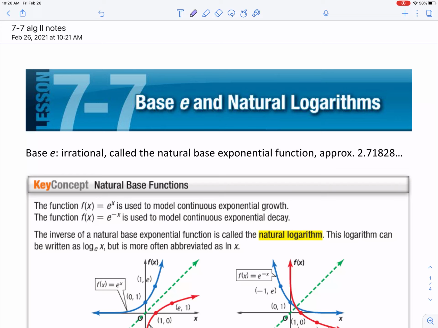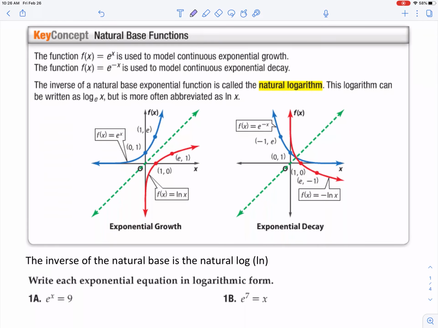So base E is an irrational number called the natural base, and it is approximately 2.71828 repeating. If you remember, like pi, that's an irrational number, it goes on forever. Same thing as E here. So when you make an exponential function using E, see how I have base E here? Or you turn it into a logarithm, that's what the graphs look like. We're going to mostly concentrate on working with it numerically.